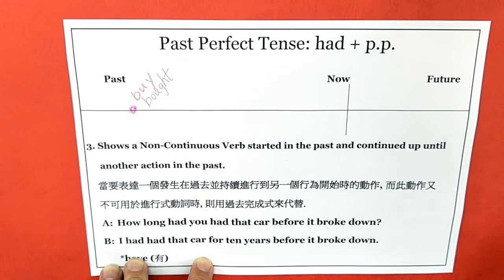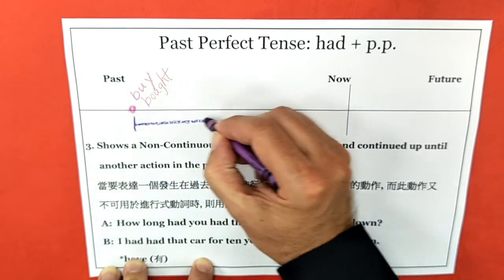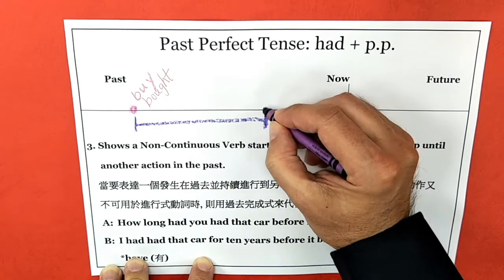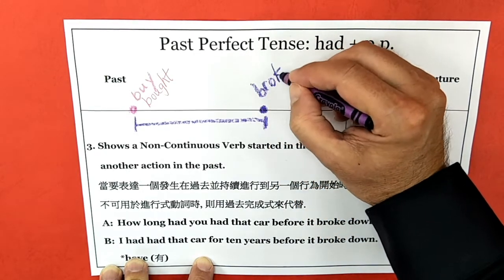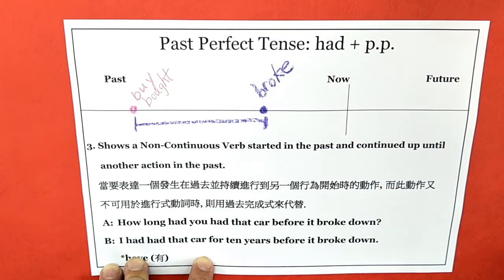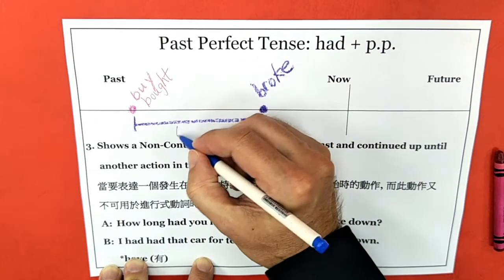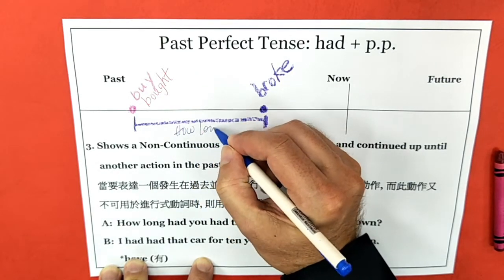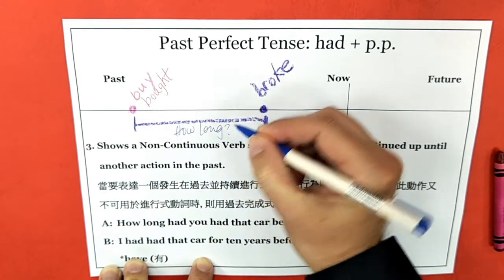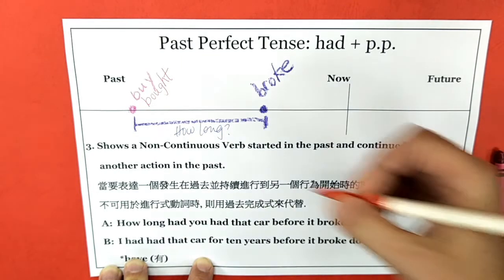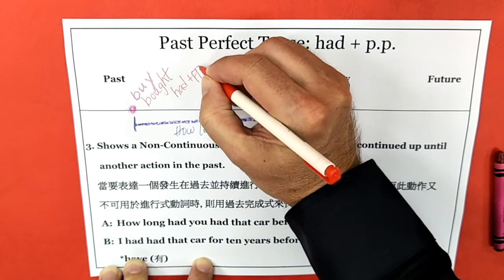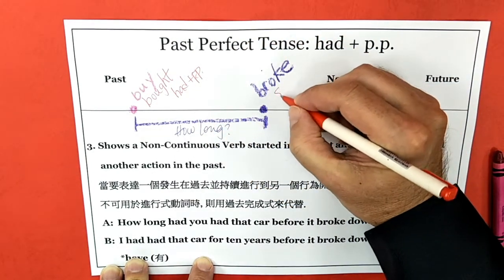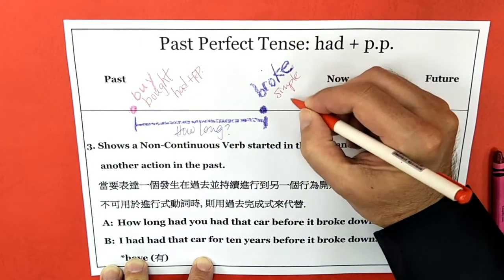And I drove this car for a long time. I drove this car for a long time. And then it finally, here, it broke down. It broke. This is telling us how long. Okay? Now, this verb is going to be had plus PP. And this verb is going to be simple past.